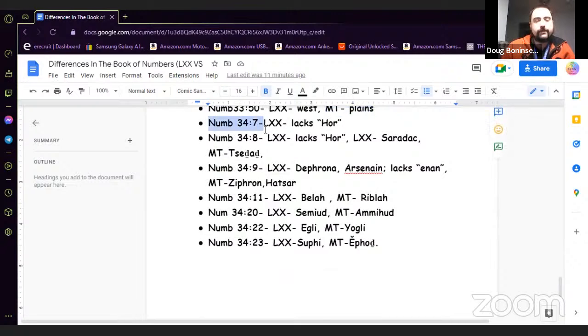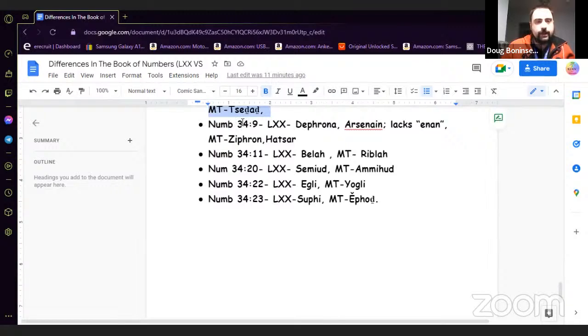Numbers 34, verse 7, the LXX lacks Hor, like Mount Hor, I'm assuming. Same thing in the next verse, the Septuagint lacks Hor. Also, there's a difference in names here. Masoretic text has Sadad, and Septuagint has Saradak. Verse 9 in Numbers 34. Septuagint has Dephrona, Arsenane, and lacks Anan. Masoretic text has Zephron, Hasar.